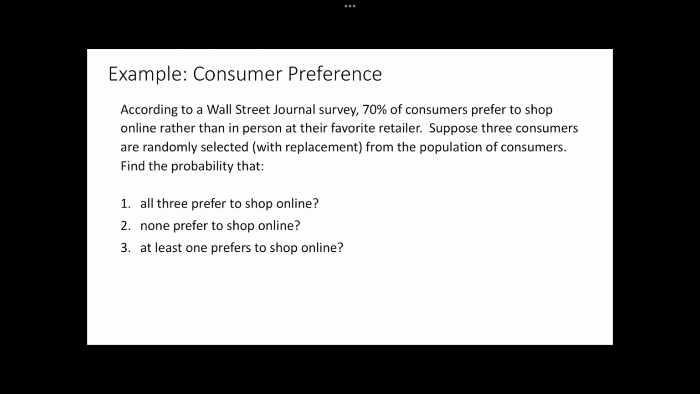Let's look at another example. According to a Wall Street Journal survey, 70% of consumers prefer to shop online rather than in person at their favorite retailer. Suppose 3 consumers are randomly selected with replacement from the population of consumers. Let's find the following probabilities. So we want to know the probability that all 3 prefer to shop online, none prefer to shop online, and at least 1 prefers to shop online. We're going to start with all 3.